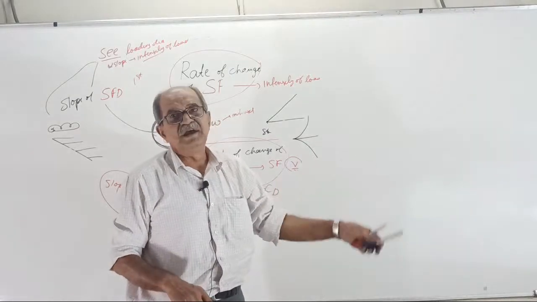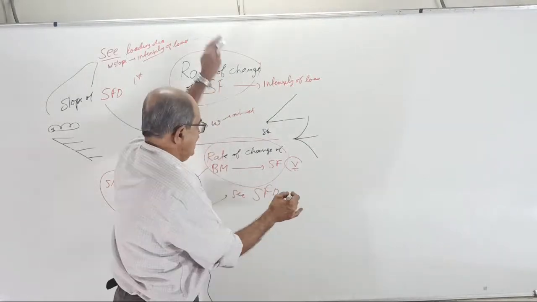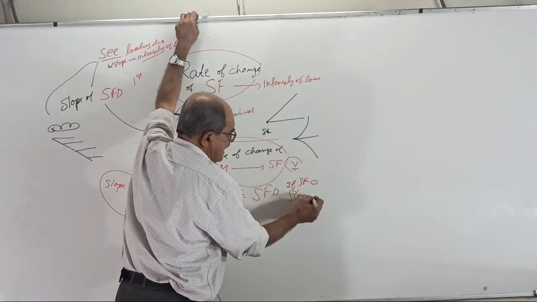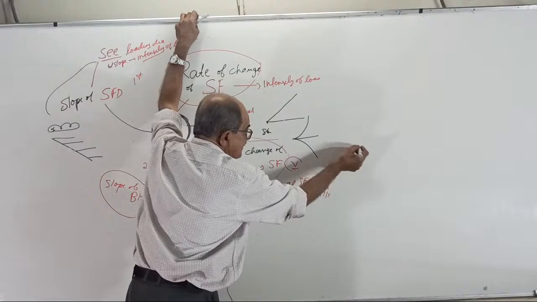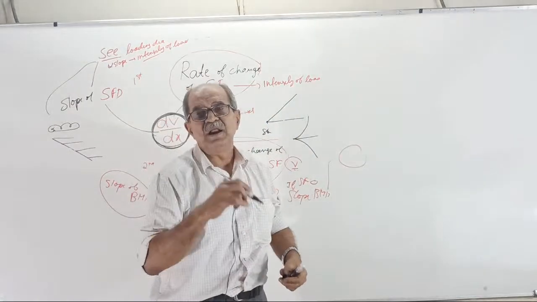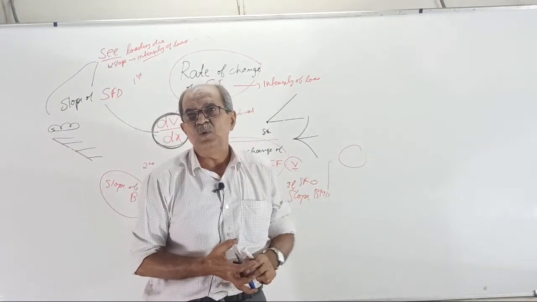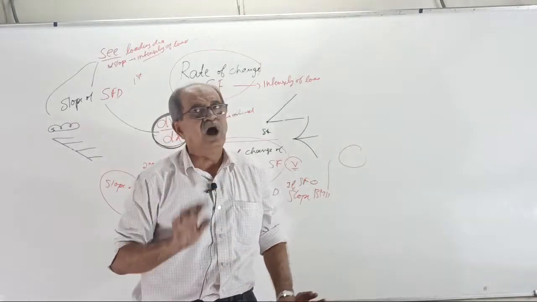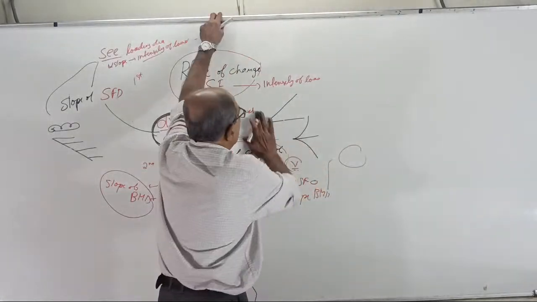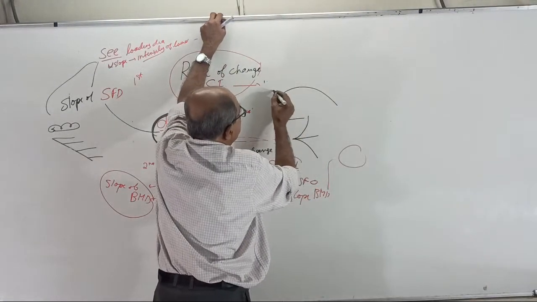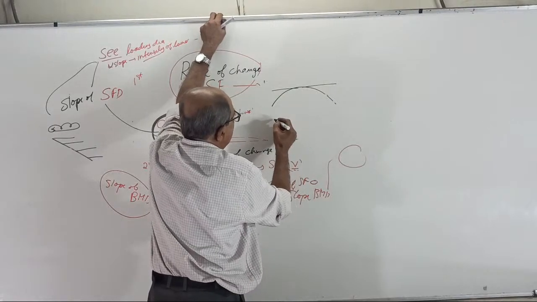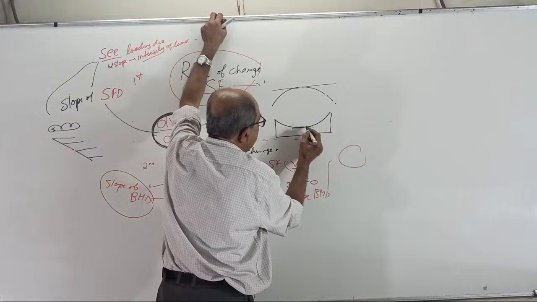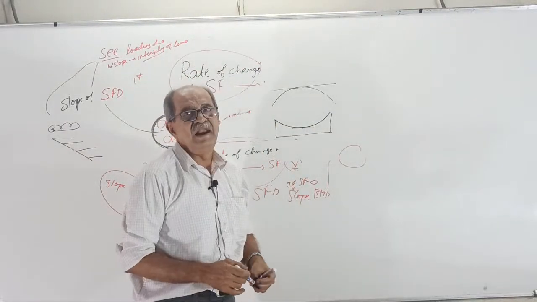And if shear force is zero, then the slope of BMD is also zero. And remember, that is the point where bending moment is either maximum or minimum. See, when the curve goes this way, where slope is zero, it is a peak value, or sometimes it can come this way, where slope is zero, the least value, generally maximum.